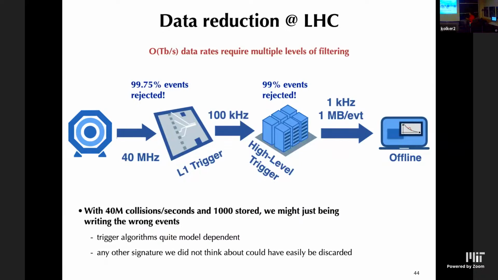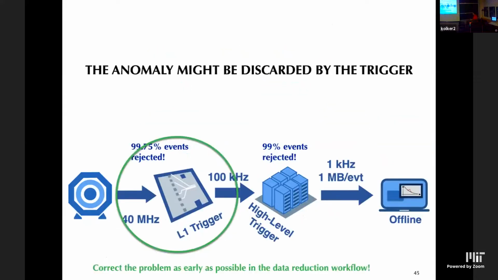In fact, the trigger algorithms, the selection algorithms in Level 1, the hardware trigger, and also in the CPU trigger, are quite model dependent. They are made to isolate the phase space where we think the most interesting physics is. So any other signature that we did not think about could easily be discarded. That's why we started thinking about how to correct this problem as early as possible in the data reduction workflow, in particular in the hardware trigger.